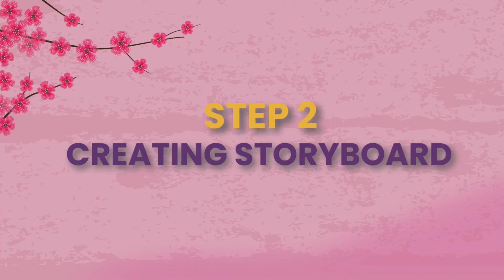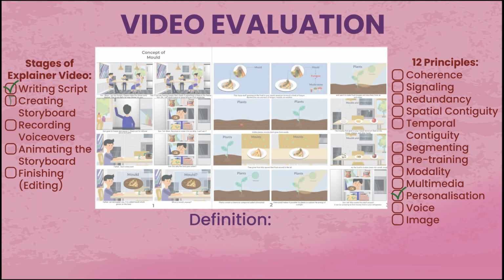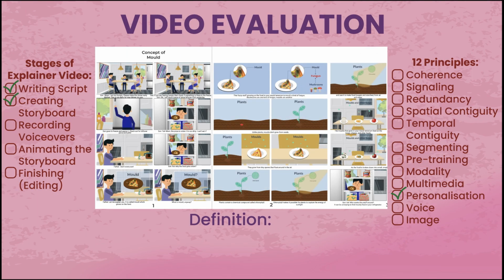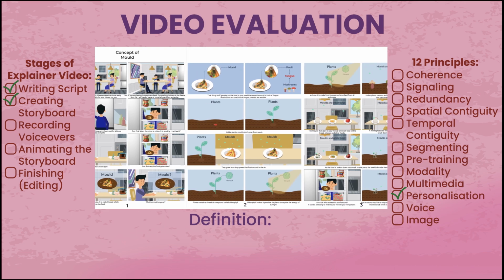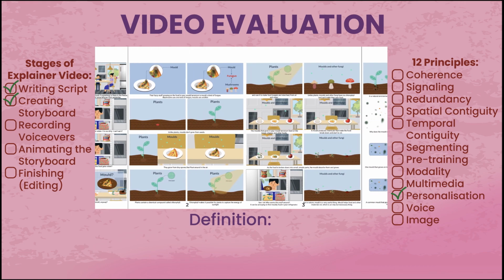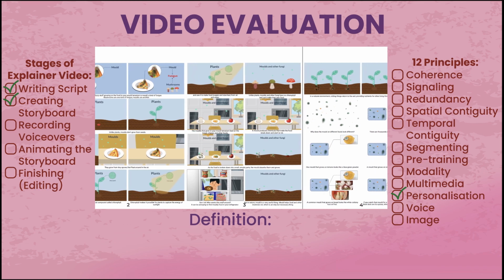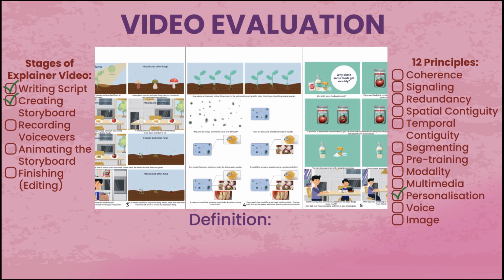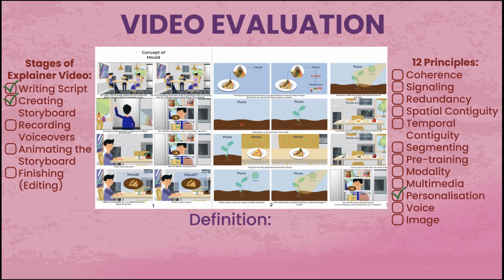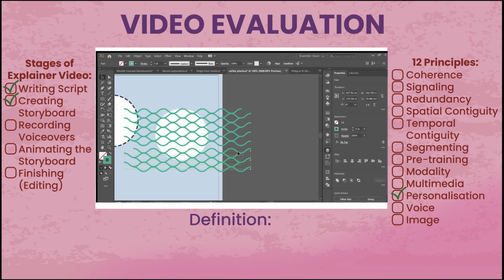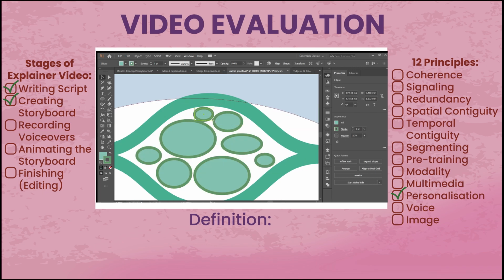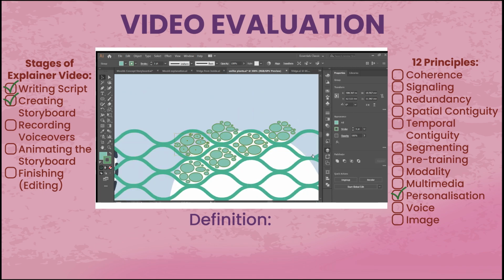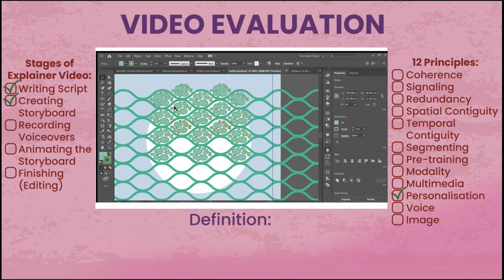Step 2. Creating a storyboard. What you're seeing now is a storyboard, which tells the sequence or frame by frame of events in a structured order based on the script you've created, which later will be animated. I designed, adjusted, and drew every scene or frame in Adobe Illustrator.